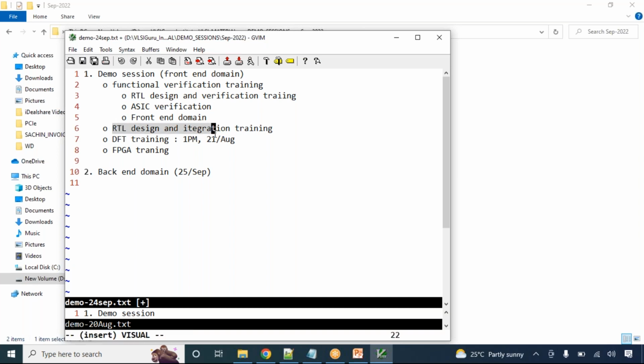Now, the second one is different. RTL design integration is a different domain altogether. RTL design is common, but there is something called integration that we do, which is significantly different from what we do in functional verification training. Then we have a third domain called DFT training, which stands for design for testability. And the fourth domain is FPGA training. All these domains are important.